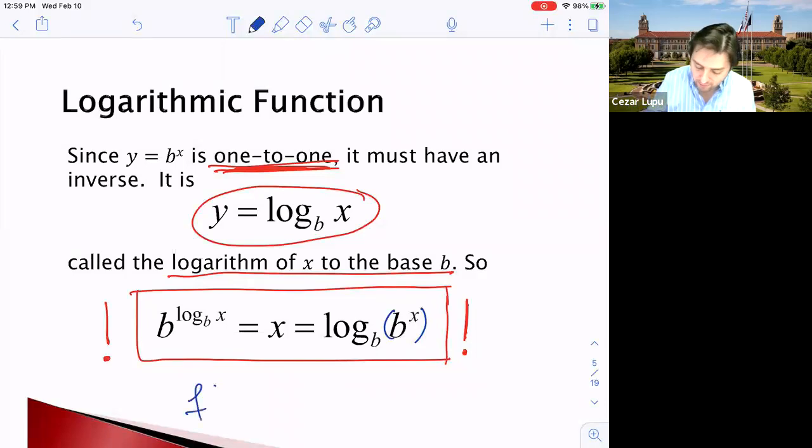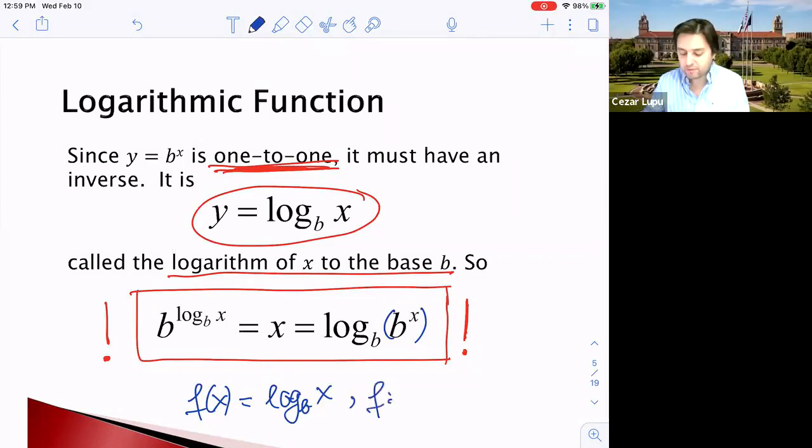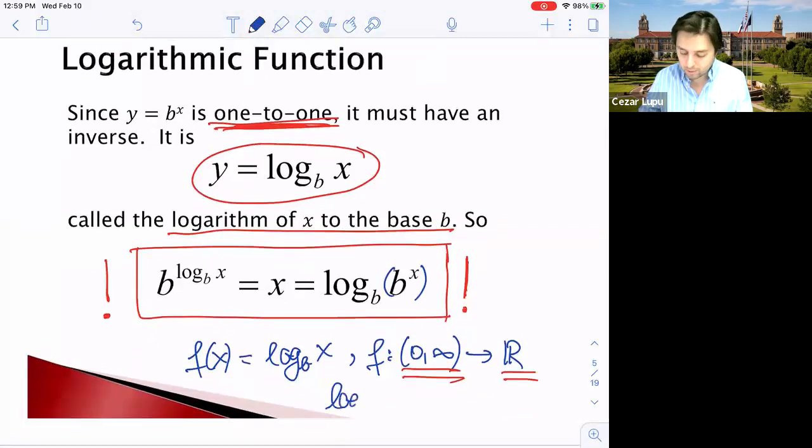So this function, let's say f of x equals log base b of x, will be defined in the following way. It will be defined from 0 to infinity and take real values. As you can see, the domain is 0 to infinity and the range is R. So that's the logarithm function.